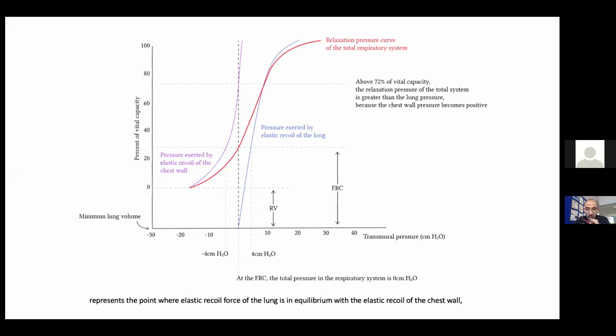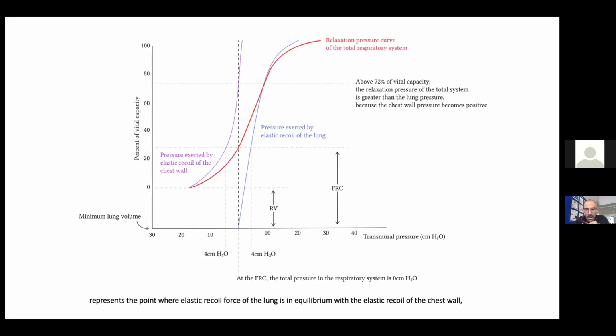Okay, if we put those lines together, then this red continuous line is created, and this is the behavior of the whole system. In inspiration, when we are applying and increasing the transmural pressure, we are opening up the lungs. If we do the other way around, if we reduce the transmural pressure, then the vital capacity of the lung reduces, and it can collapse the alveoli.